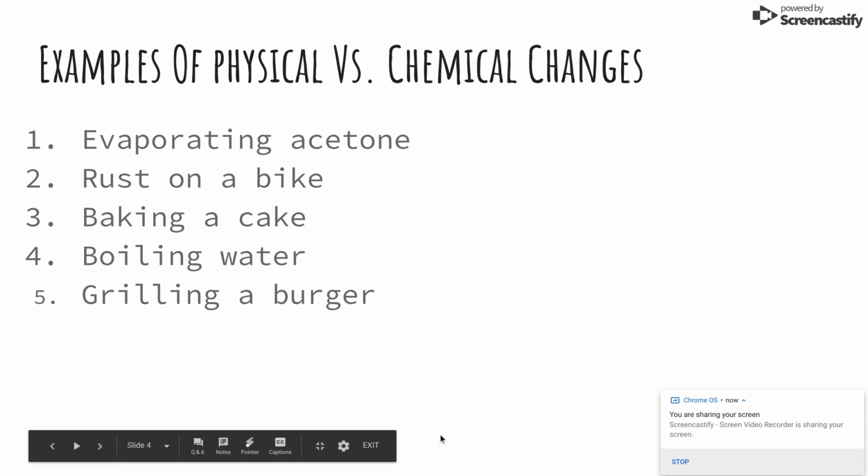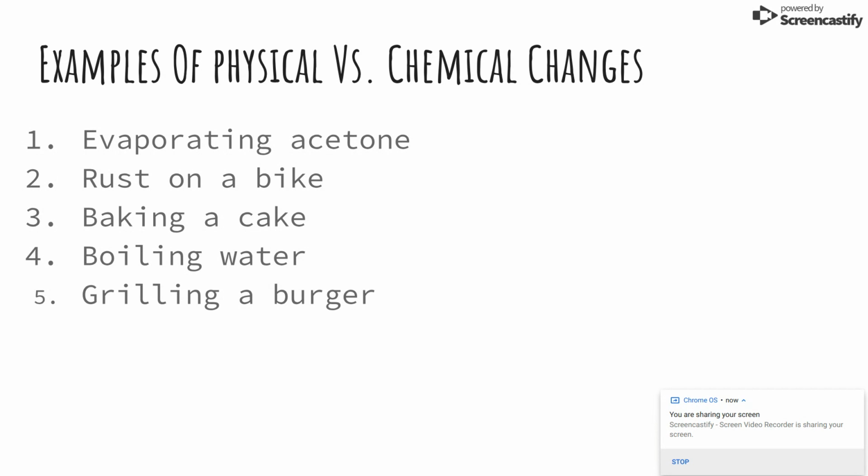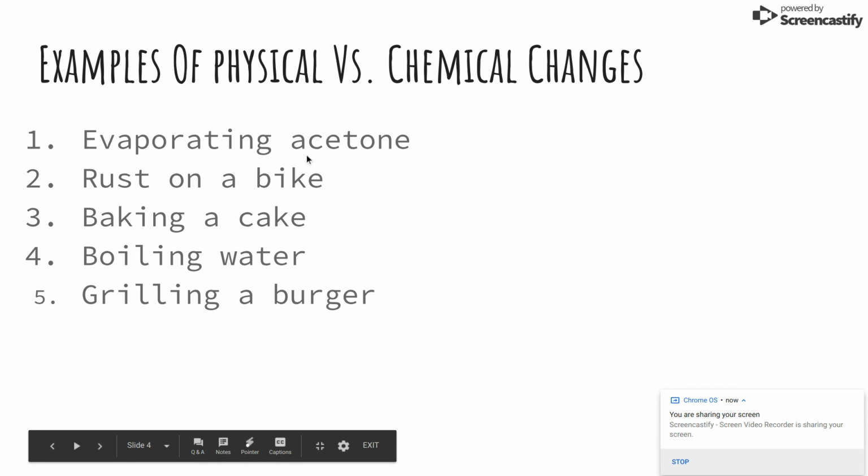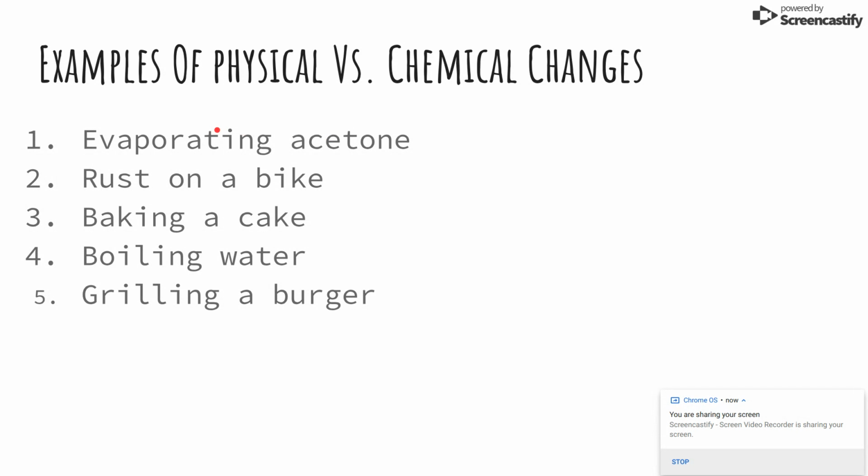We're going to go through some examples and I'm going to explain why each of them is physical or chemical. The first one, evaporating acetone. This is going to be a physical change because acetone is originally a liquid and it's going to transition to a gas when it's evaporating, so it's changing its state, which is a physical change. All right, for number 2, we have rust on a bike.